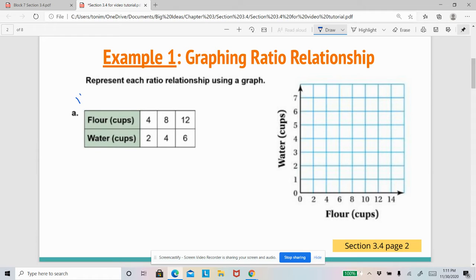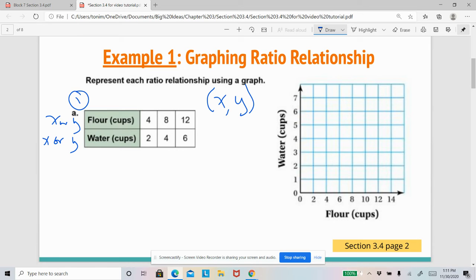What's great is they already gave you a table. So what we need to do is create our three ratios, which are 4 to 2, 8 to 4, 12 to 6, and we need to change them into ordered pairs. Ordered pairs are always going to be with parentheses, and the X is always first, and then the Y is second. The problem is that we don't know if the flour is X or Y, and we don't know if the water is X or Y.